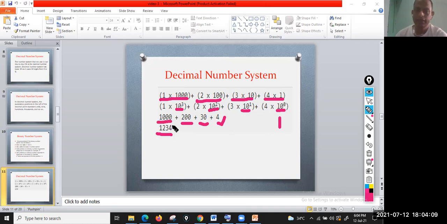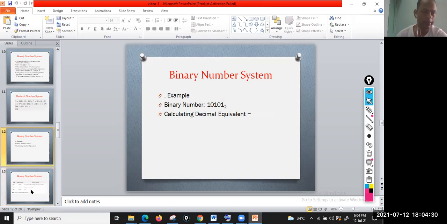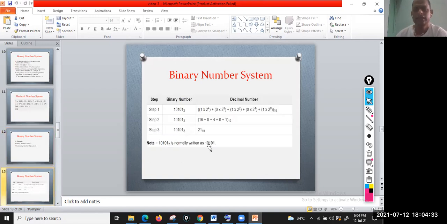Understood? This way, once you sum up the number, you will get 1000 plus 200 plus 30 plus 4, that is 1234. Right? So this way you will be able to convert binary to decimal or decimal to binary. See here, this is the binary number, right? We just need to convert the binary number to a decimal number. What is the number? 1010101.